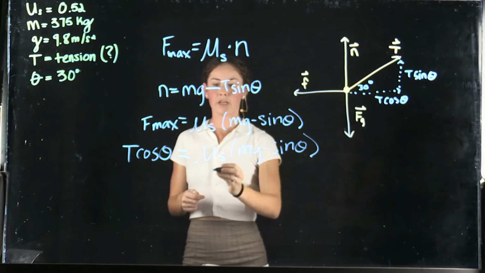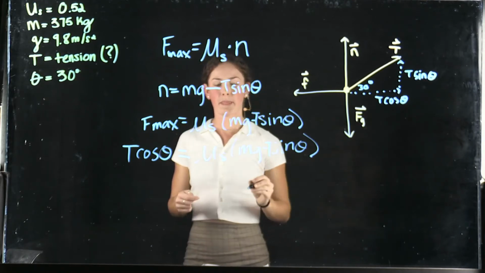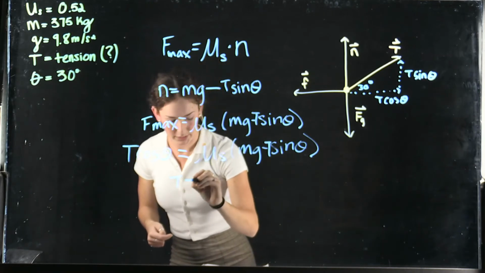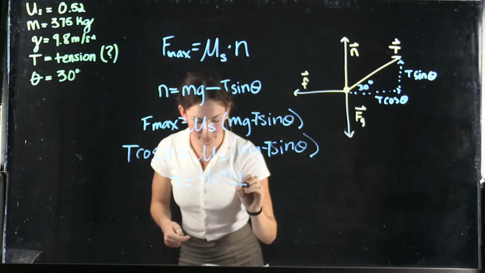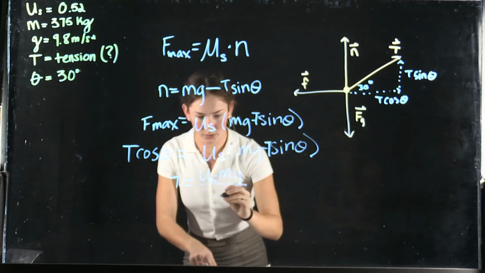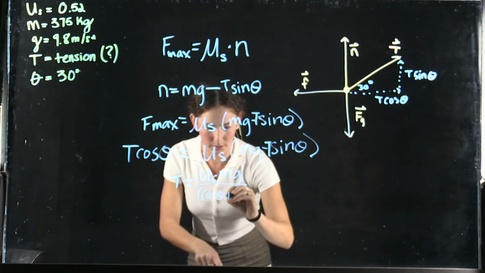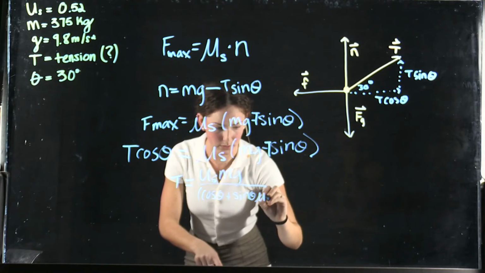Now when we rearrange this equation, oh, I forgot T. When we rearrange this equation to solve for T, we get the coefficient times mass times gravity all over cosine theta plus sine theta mu sub s.